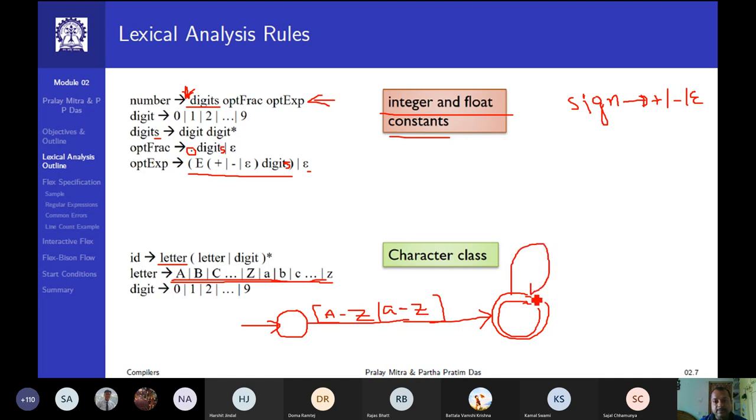Or here there can be a self loop. That includes A to Z capital, A to Z small, and 0 through 9. Any number of times you can keep on looping.